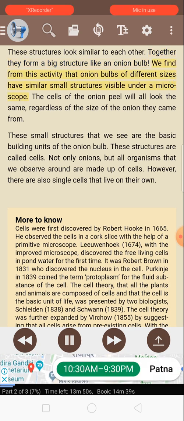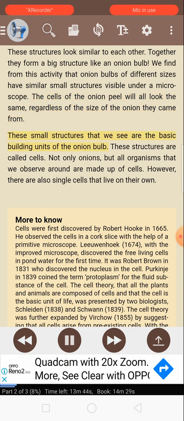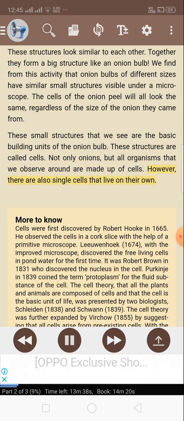We find from this activity that onion bulbs of different sizes have similar small structures visible under a microscope. The cells of the onion peel will all look the same, regardless of the size of the onion they came from. These small structures that we see are the basic building units of the onion bulb. These structures are called cells. Not only onions, but all organisms that we observe around are made up of cells. However, there are also single cells that live on their own.